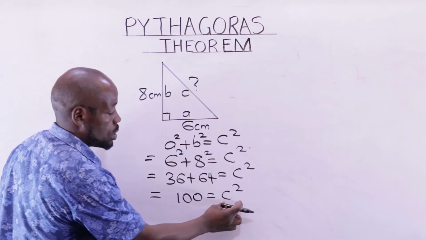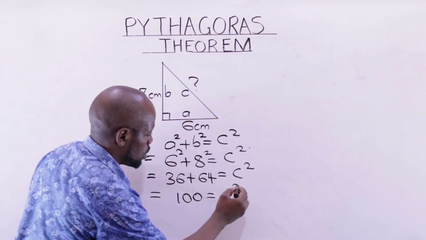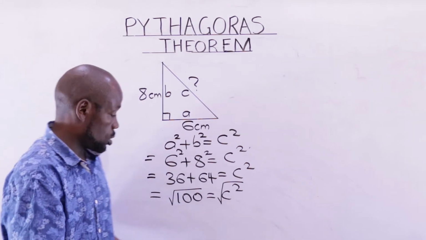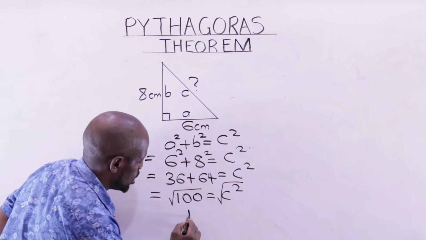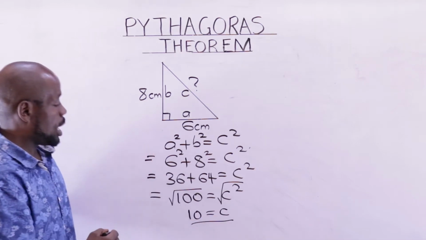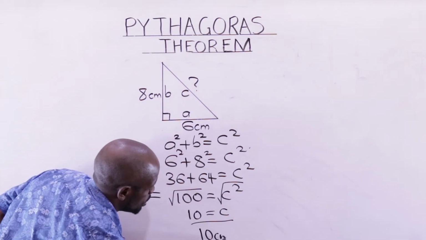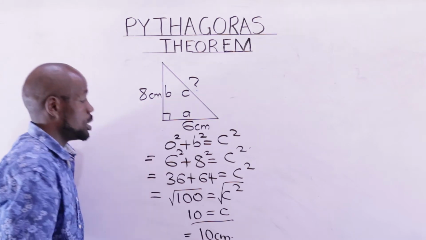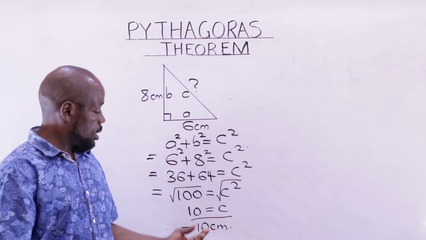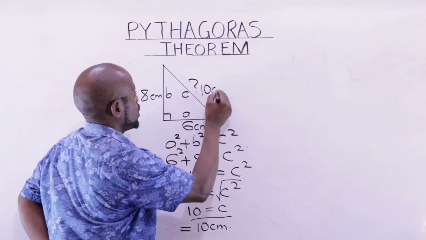So for us to remain with c alone, to make c the subject of our formula, we will get the square root of both numbers on both sides of the equal sign. So the square root of 100 is 10, while the square root of c squared is c. So we have our longer side, c, as 10 centimeters. Our answer will be 10 centimeters.